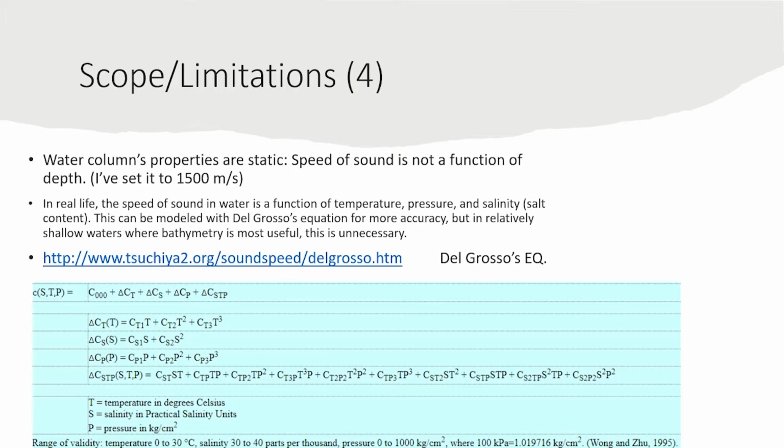You can also measure the temperature, salinity, and pressure and calculate the speed of sound using Del Grosso's equation, shown here. But for this project, since bathymetry is generally done in such shallow water, for a simple animation like this, the speed of sound's variance isn't that important, and I'll be setting it to just a constant 1500 meters per second.